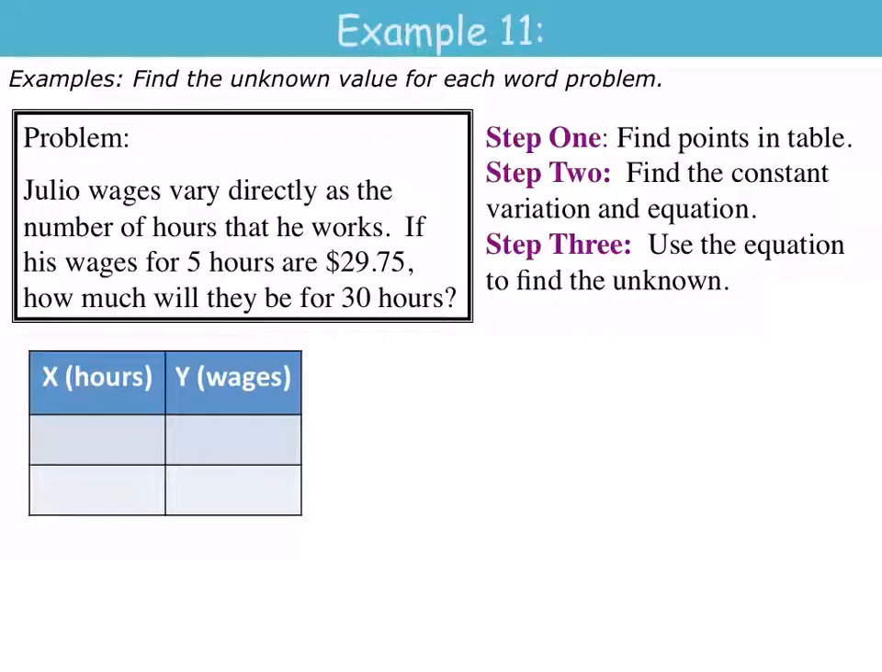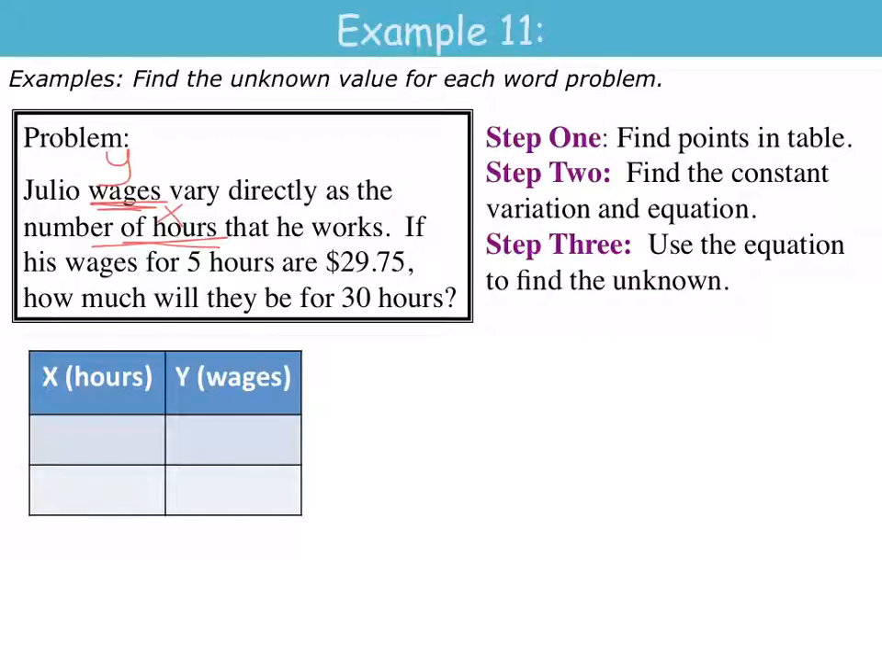Right, and then your last one, number 11, says that Julio's wages vary directly as the number of hours that he works. If his wages for 5 hours are $29.75, how much will they be for 30 hours? So something with word problems and the way they're worded like this, and again, I know I have the table here, but if it says his wages vary directly with the number of hours, they're always going to give you the y and tell you that the y varies directly, which is kind of like saying depends on the x, which tells you that the second thing they give you is always the x, or that independent variable.